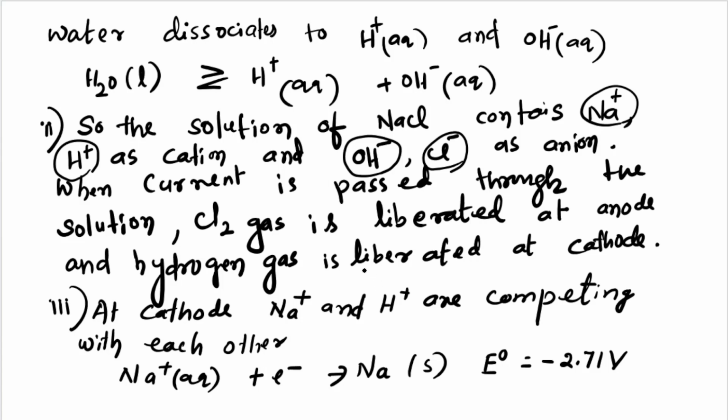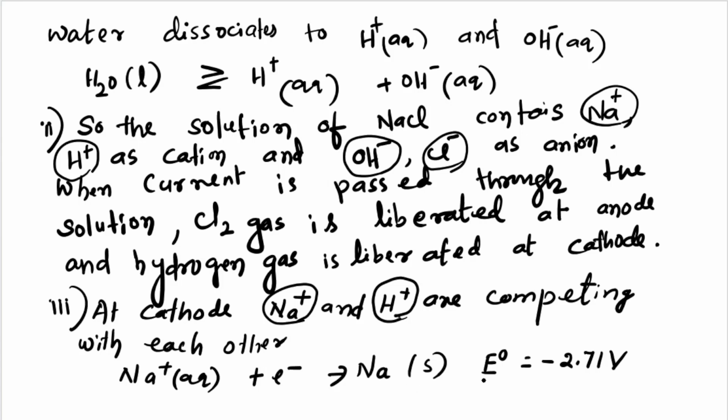At the cathode, Na plus and H plus are competing with each other, because two cations are produced. Which is more active and how does it proceed? Let us see. Na plus aq plus e minus gives Na solid. You should know the E0; you should check the list for the standard electrode potential of this. Here it is minus 2.71 volts.